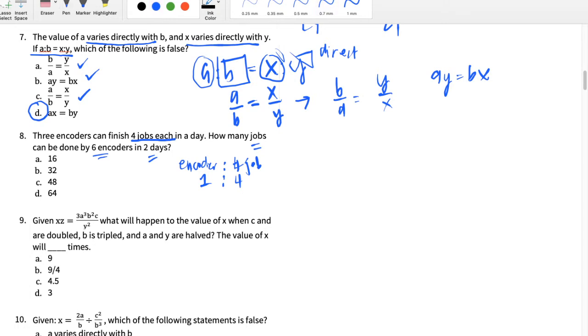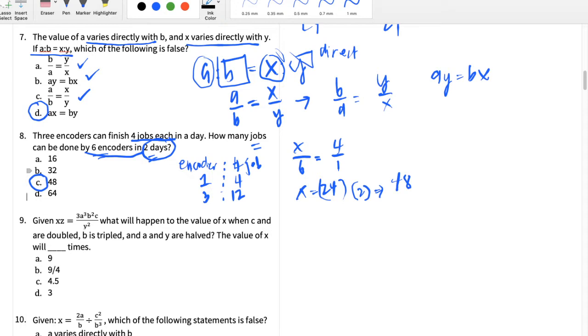Okay? So if you have 3 encoders, that would finish how many jobs in total? 12. Okay? So if meron kang 6 encoders, x over 6 is equal to, dito sa taas yung number of jobs ha, 4 over 1. So x here would be 24. So you can finish 24 jobs in a day kapag meron kang 6 encoders. But since we're asking for number of jobs done in 2 days, we will multiply this by 2. Okay? And the answer would become 48. Letter C.